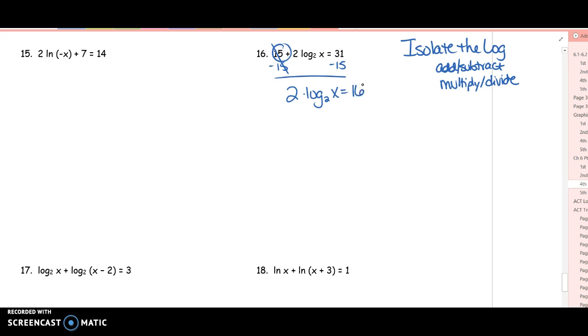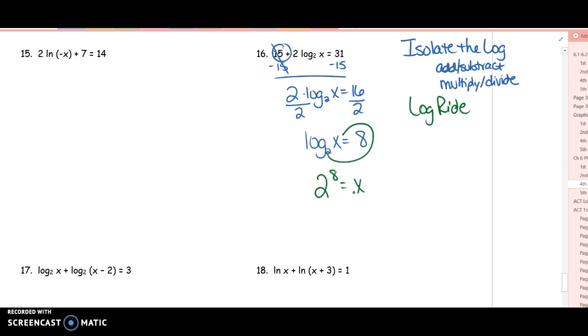That log is not isolated yet. We still have to get that log completely by itself. So next we need to divide both sides by 2. So log base 2 of x equals 8. Now the log is isolated, so your next step is to do the log ride or change forms. 2 to the 8th equals x. And 2 to the 8th you can easily calculate in your calculator. 2 raised to the 8th is 256.